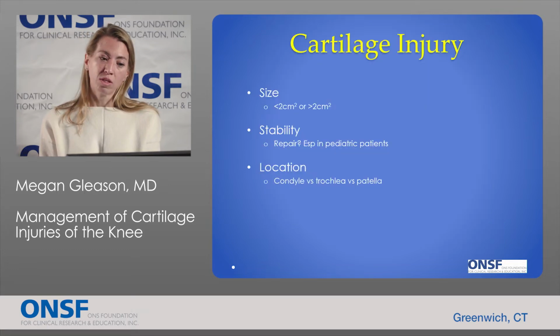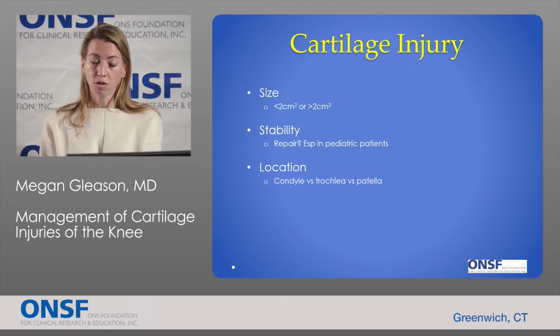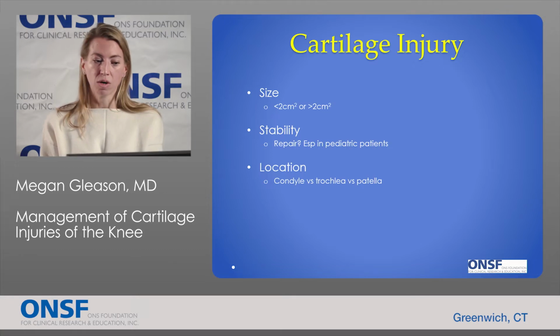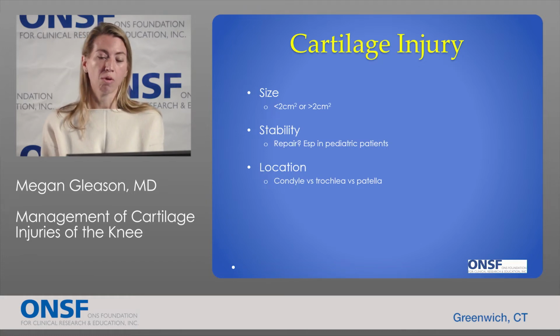So when we talk about these injuries, we often talk about size, and 2 centimeters squared is really our cutoff for small or large. We talk about the stability. Is this something that can be repaired, or is it something that's unstable? In some pediatric patients, we'll see cartilage injuries that can be repaired. And then we also talk about the location. Is it in the condyle of the knee? Is it in the trochlea? Is it on the back of the patella? So these are all very important factors when considering options for treatment.